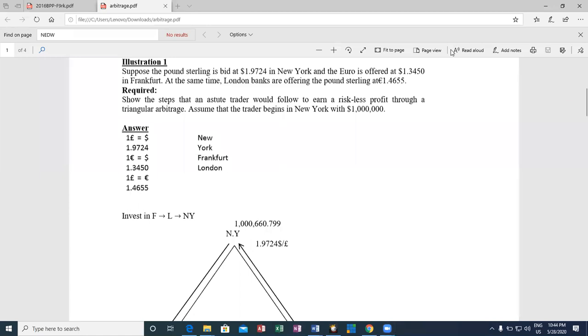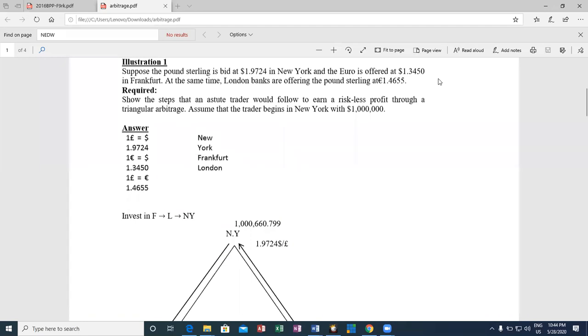Now, ladies and gentlemen, the moment I know that I have got three currencies here, I have the euro, I have the dollar, and then I have the pound, I know that I'm handling a triangular arbitrage. And if it's a triangular arbitrage, of course, there is a shorter way of trying to know where you should start from. But in most cases, we recommend trial and error. So you've been told there is a trader who has got $1 million. With $1 million, how should you move around to be able to make an arbitrage profit?